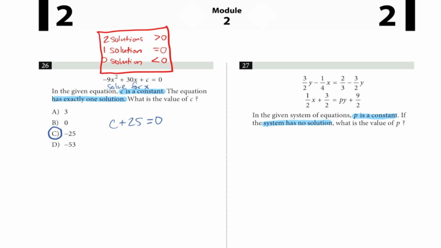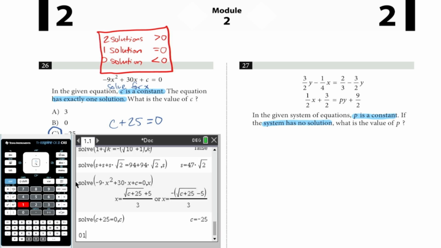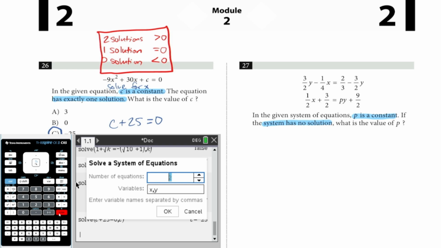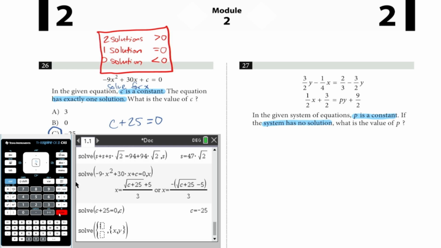Obviously, this number 27 is a system. We have now no solution instead of one, but the start of it is going to be exactly the same. We're going to solve for x. It's just if it's a system, to solve for x, we're going to do solve system. So menu 3, 7, solve system, enter. We still are using x and y. So we're now just going to type in this equation, how it is written.